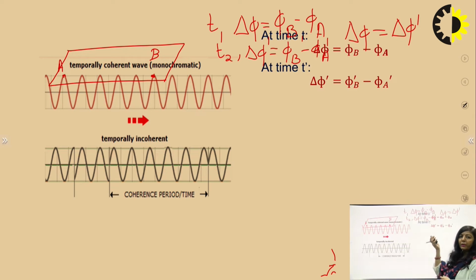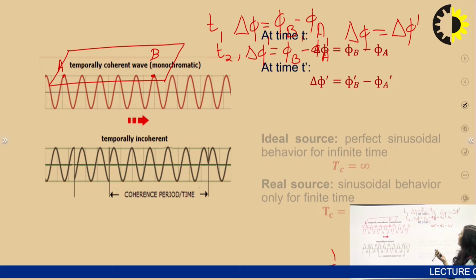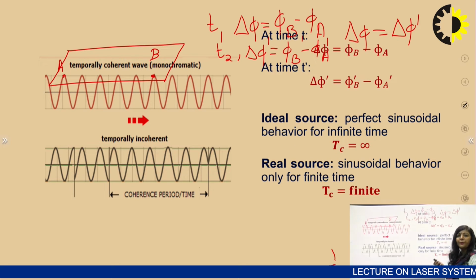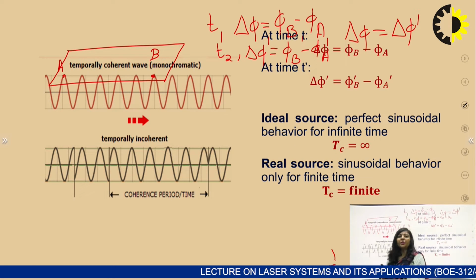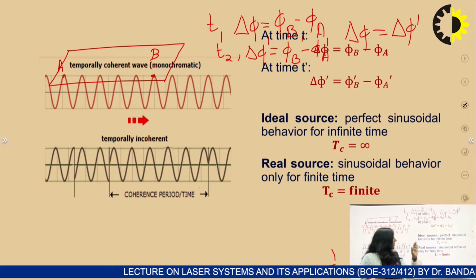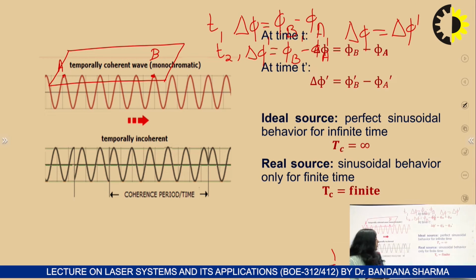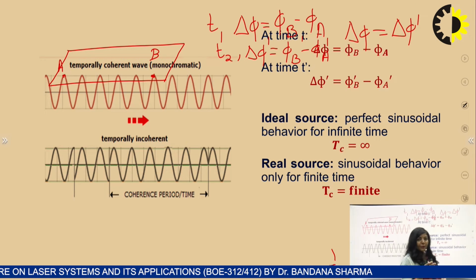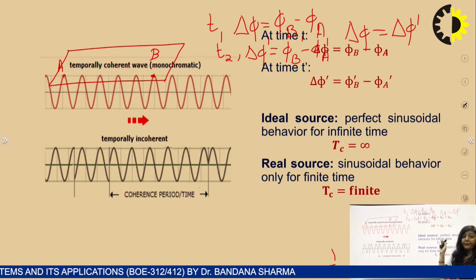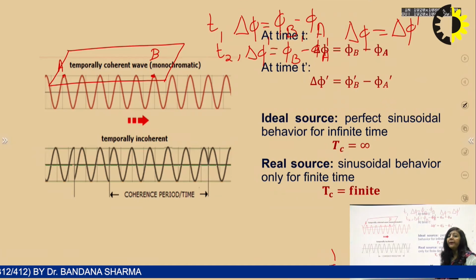So that is explained over here, that at time t, phi b minus phi a is the phase difference, and at time t dash, phi b dash minus phi a dash is the phase difference. If that phase difference is not changing with time, then there is temporal coherence between the light sources. And if the phase difference is different at these two different times, then we will say there is no temporal coherence between A and B.